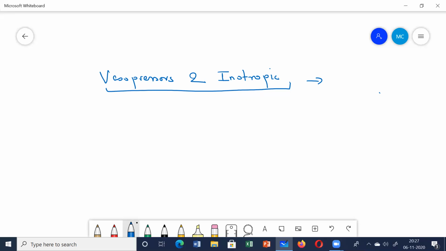Okay. But remember one thing, why have I written it down in the third point? Because these are to be used only after correcting the volume deficit. So first you have to correct the volume deficit, correct the hypovolemia. After correcting the hypovolemia, then you should use this. Here mainly the sympathomimetic amines like adrenaline, noradrenaline. So how are they going to act?